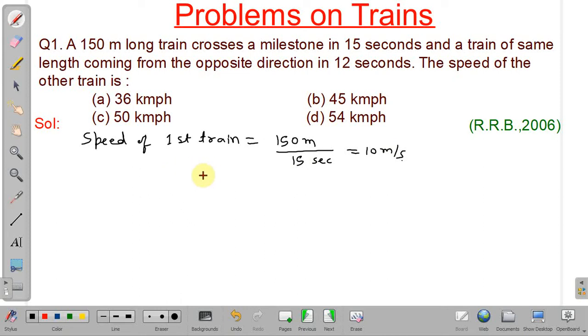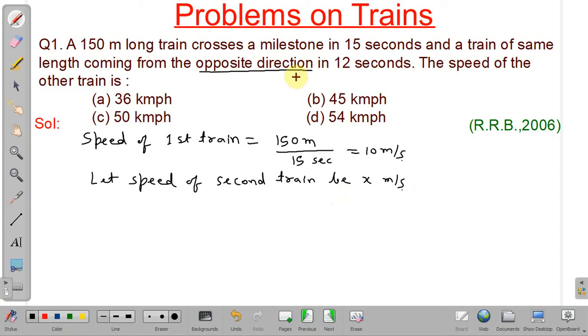Now we will assume the speed of the second train. Let the speed of the second train be x meter per second. So what will be the relative speed? As these are traveling in opposite directions, the speeds of both the trains will be added. Therefore, relative speed will be equal to 10 plus x meter per second.